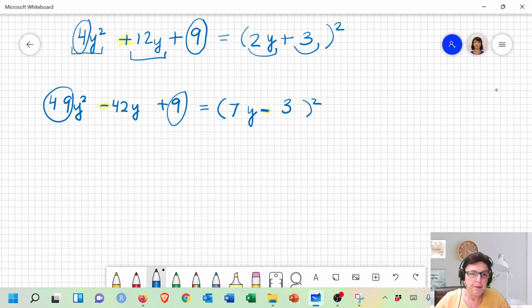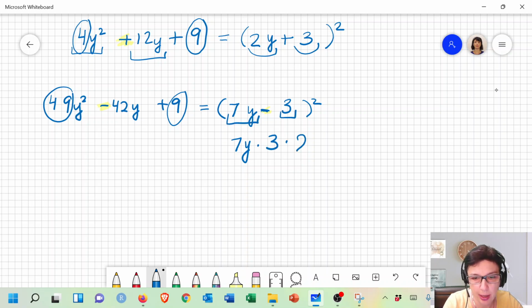We factored it. Again, as a check, if you take 7y multiplied by 3, and then double that, that should match that middle term. So 7 times 3 is 21, times 2, that's 42y. Check, yes. So that's it.